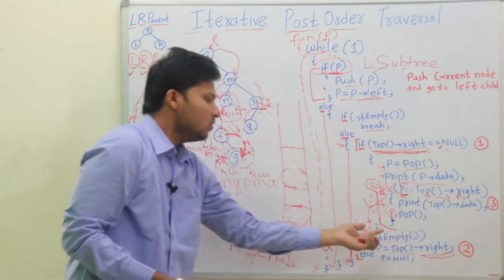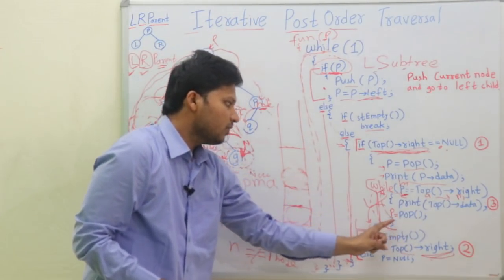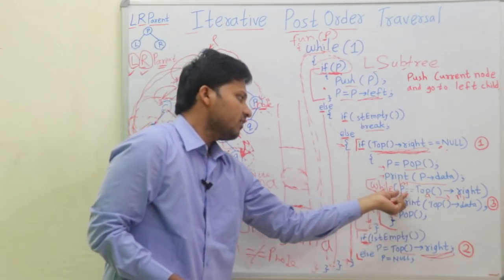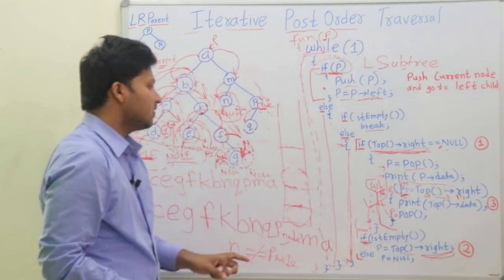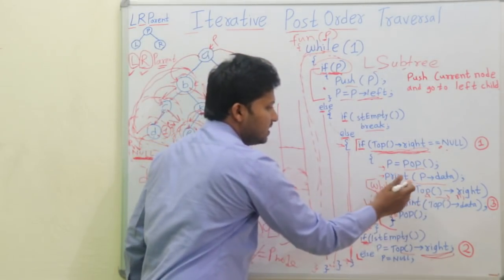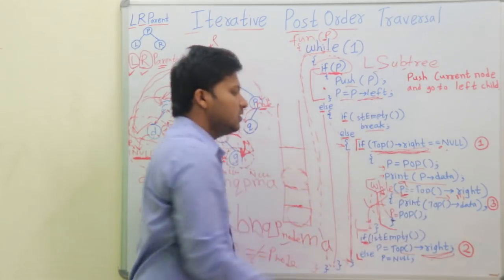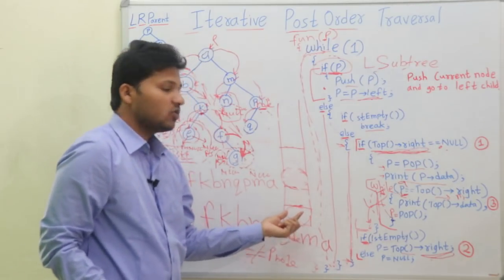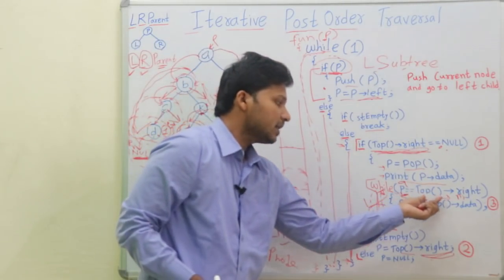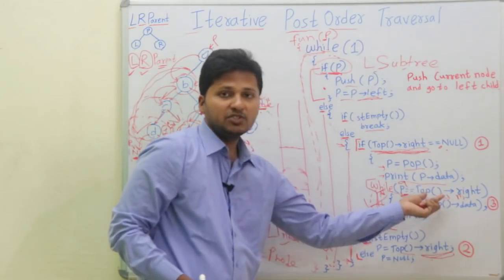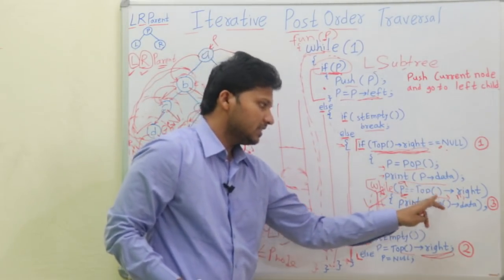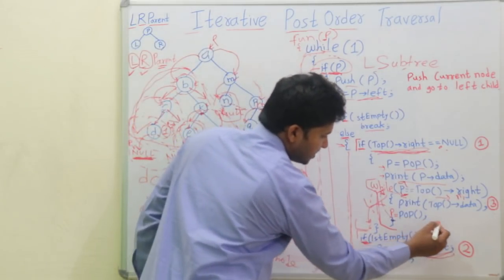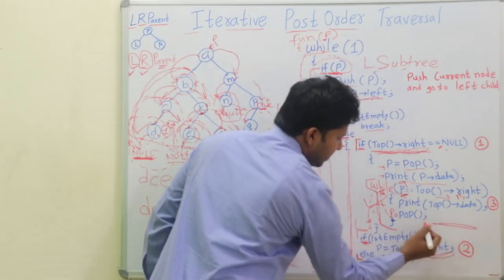Okay, so as p points to a, when we again go in this while condition, here we check whether p is equal to top points right. Now p is a, but the top of the stack does not exist. Okay, so as it does not exist, it will give an exception. So there will be an exception in your program in this case. For avoiding this exception, after this p is equal to pop statement, you have to include one statement.